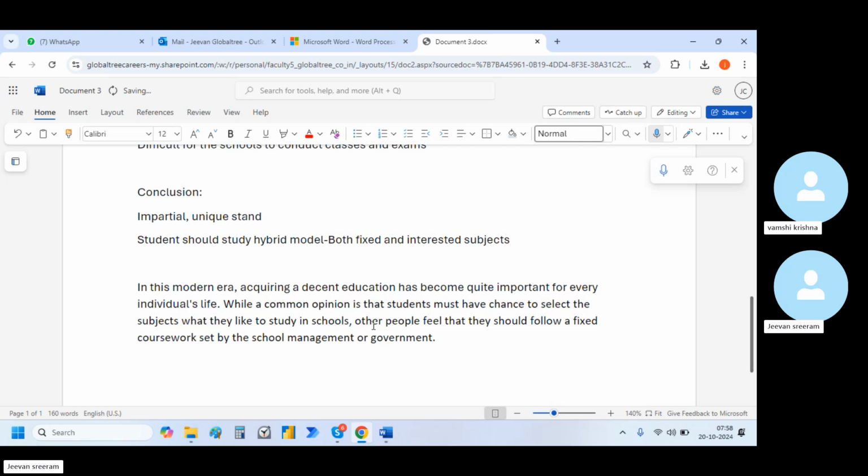While a common opinion is that students must have a chance to select the subjects they like to study in schools. This is the first idea given in the topic, right? Yes, sir. Other people feel that they should follow a fixed coursework. This is the second point: fixed coursework set by the school management or government.